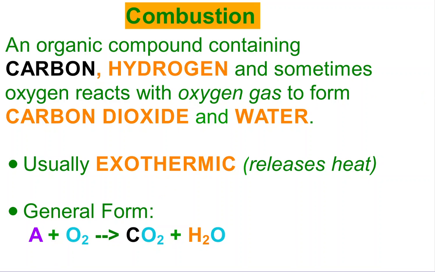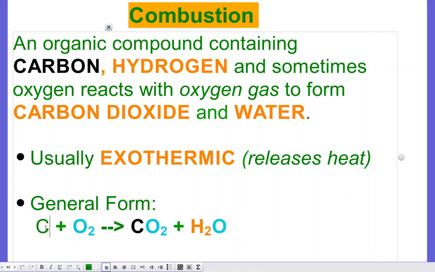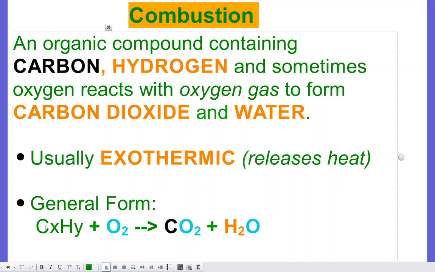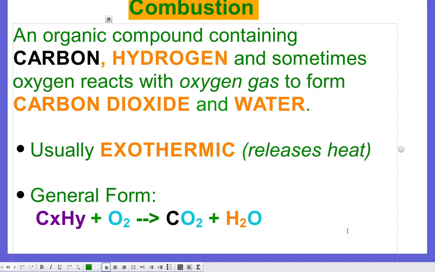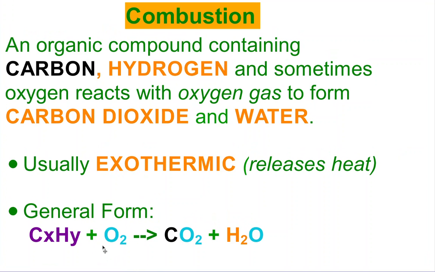So the general form is A, where A is really going to be some sort of hydrocarbon. So I'm going to say CxHy, where x and y are the subscripts. Let me change that back to purple and bold it. There we go. That's reacting with oxygen gas, forming CO2 and H2O. Okay. The way you know something's combustion is you have this CH substance reacting with oxygen gas, and these are always the products, no matter what.